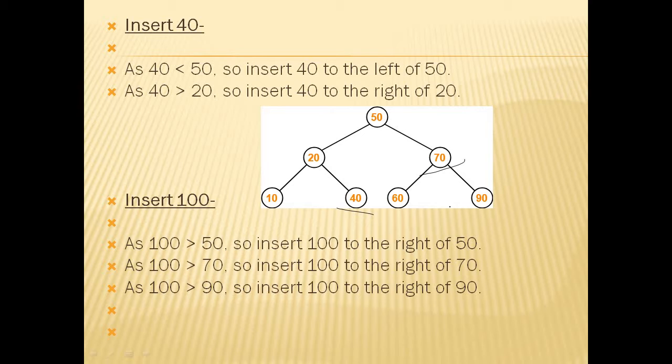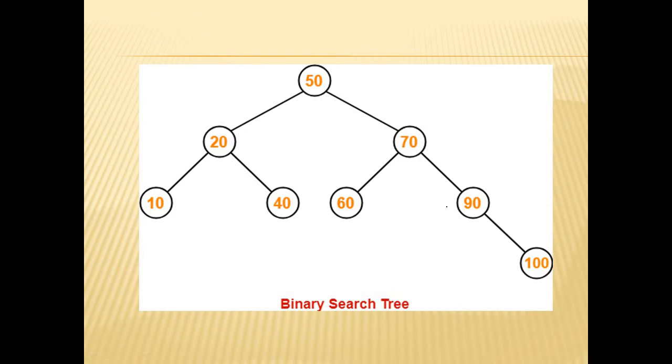But already on the right-hand side we have 90. Again we go with the same formula. So 100 is greater than 90, so insert it to the right of 90. The right side is empty, so we can directly insert.